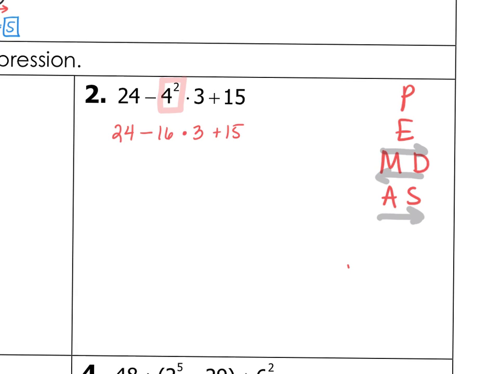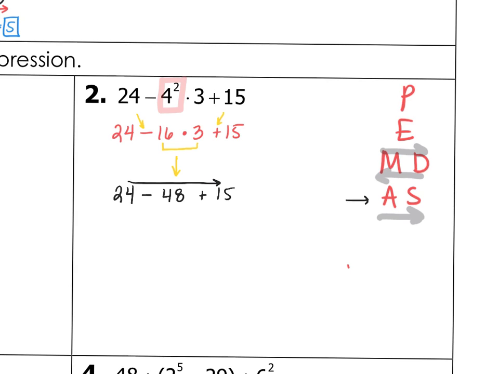Now it was agreed upon in the order of operations that multiplication would come before subtraction and addition. So I need to take care of the 16 times 3. That becomes 24 minus 48 plus 15. And that was because the mathematicians agreed that multiplication would come before addition and subtraction. Now, we are going to add and subtract, but we are going to do it from left to right because they are on the same level in the order of operations agreement.